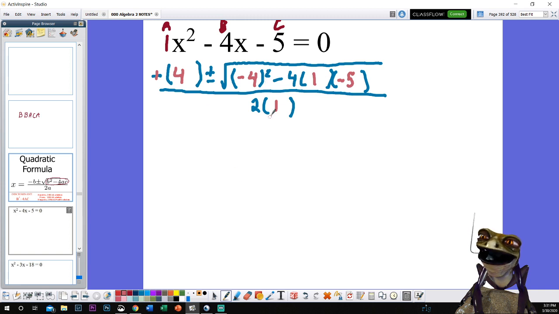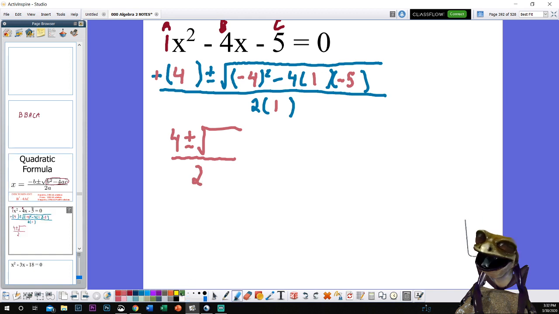B-B-A-C-A. Super easy. Now let's go ahead and work out just what's inside the square root. But before I do that, I'm just going to copy everything the way it is except leave the square root blank. And then let's do the hard math of 2 times 1 on the bottom. Okay, not so bad.